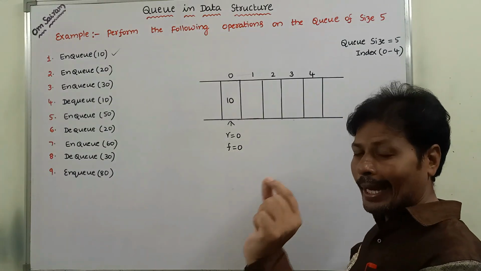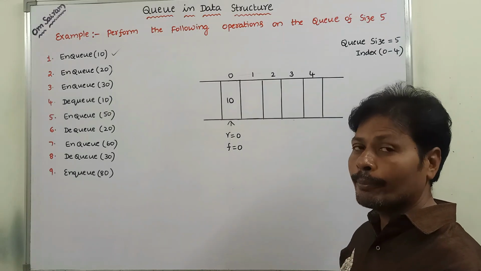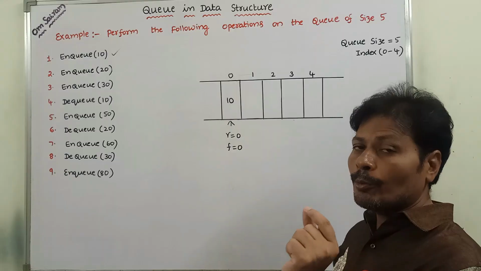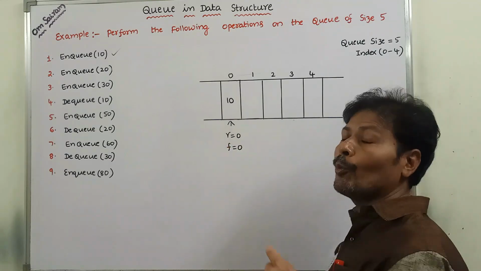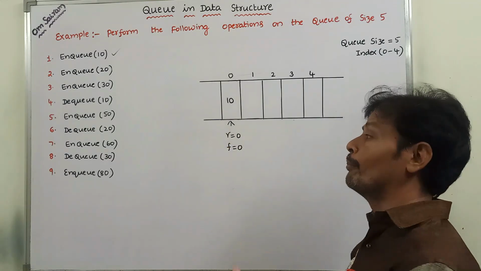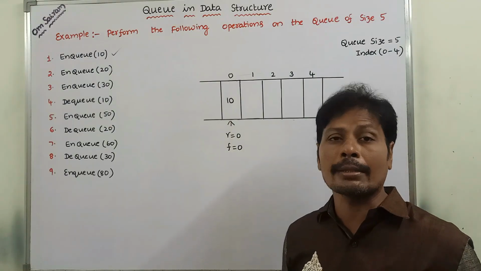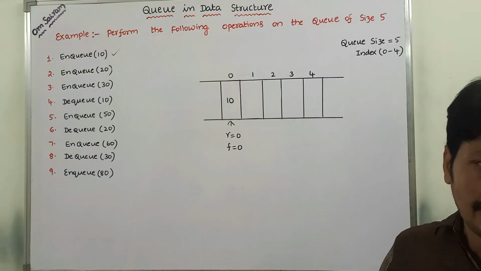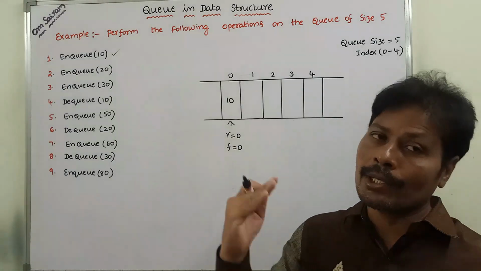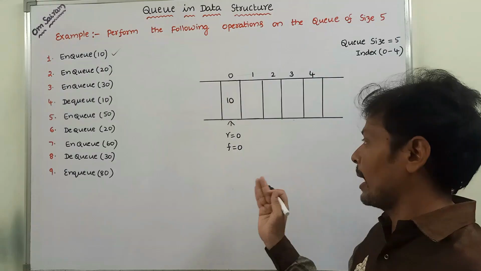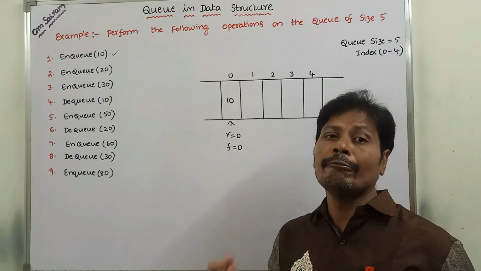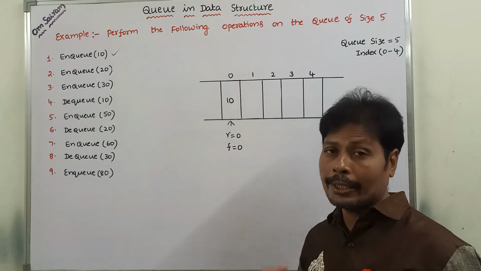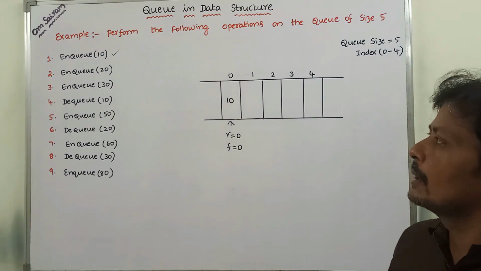Whenever the queue is empty, both the rear and front pointers are pointing to -1. First, we are performing the NQ operation. At that time, both the front and rear pointers are incremented from -1 to 0. After that, whenever an NQ operation is performed, the rear pointer R is incremented. Whenever a DQ operation is performed, the front pointer F is incremented.